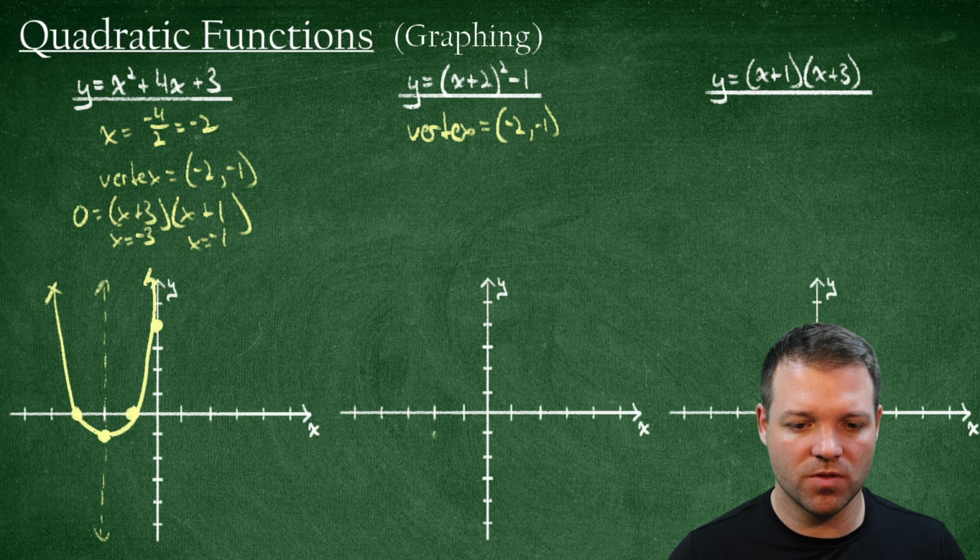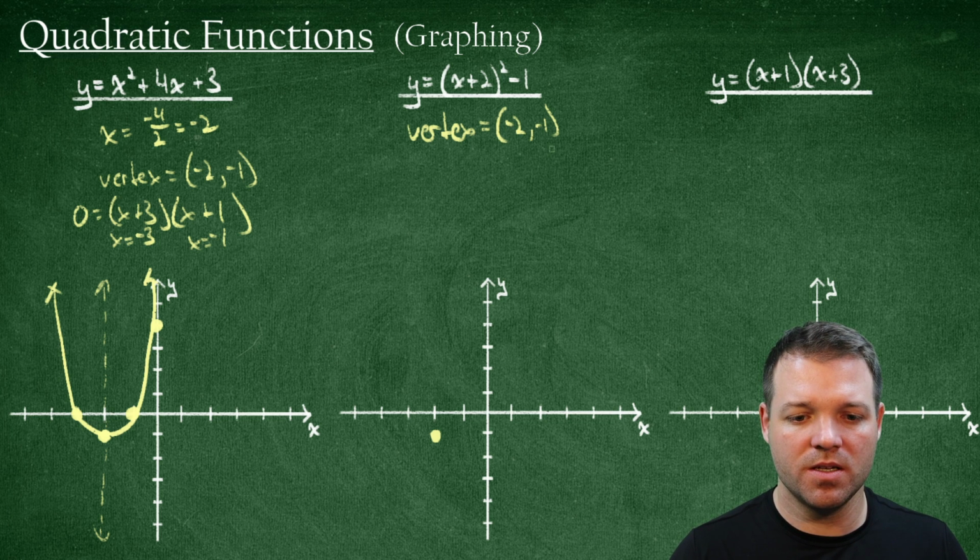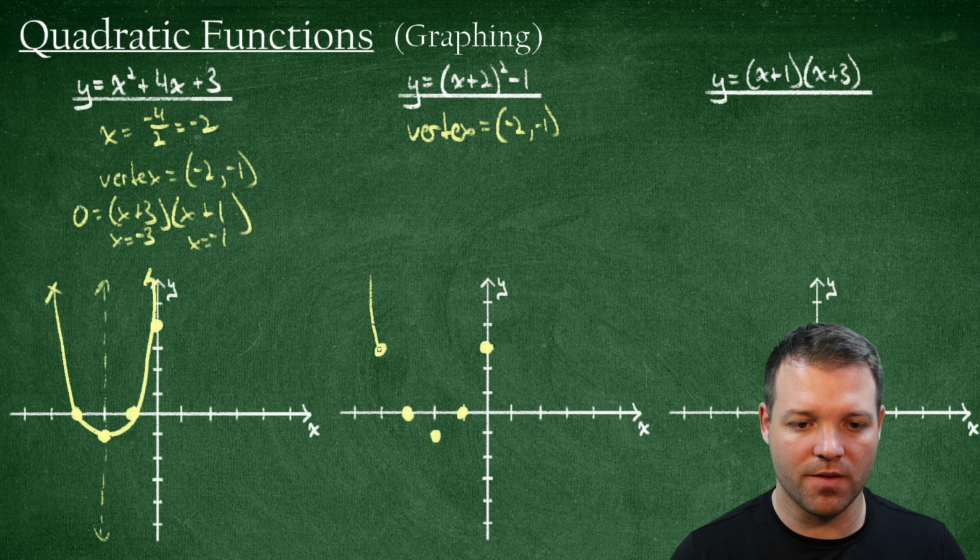So -2, -1. So far so good. It's the same as our last one here. But anyways, that's all I need to know. As long as I know the shape of the parent function, I know that I'm going to go over 1 up 1, and then over 2 up 4, because 2 squared is 4. So over 2 to the right, and then up 4. 1, 2, 3, 4. And then it's going to be symmetric the other way. So left 1 up 1, left 2 up 4. And there we go. Very easy to graph.